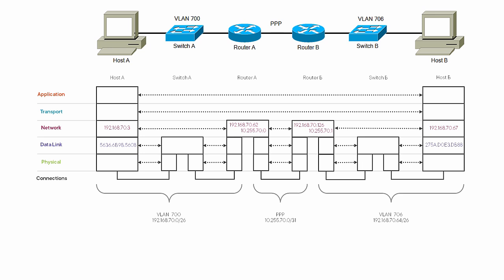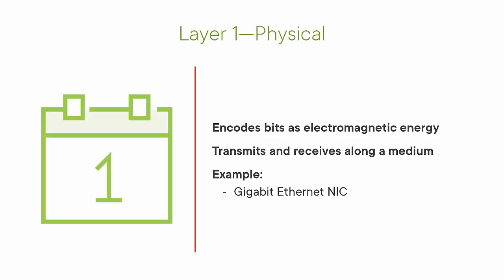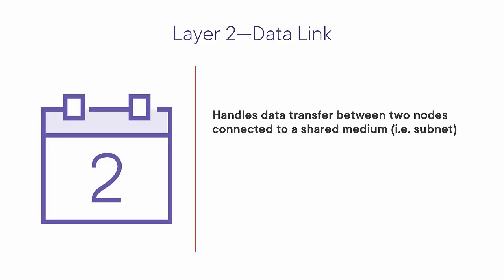Again, inter-process communication. Layer 1, the physical layer, encodes bits as electromagnetic energy and sends them out over some medium, like twisted pair cable. The NIC is a layer 1 device, and gigabit Ethernet is an example of a physical layer protocol. Layer 2, the data link layer, handles data transfer between two nodes that are connected to a shared medium. Now this sounds a lot like the physical layer, doesn't it?